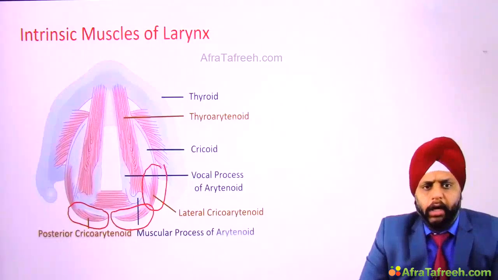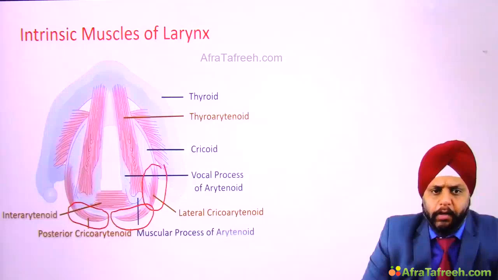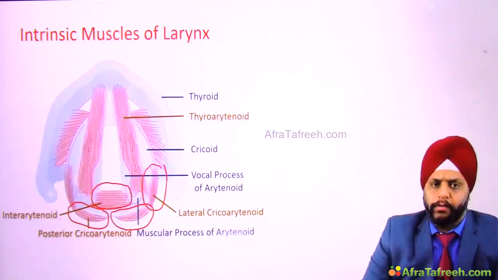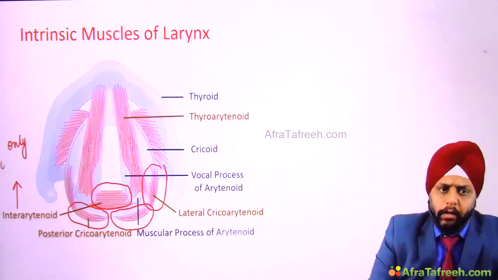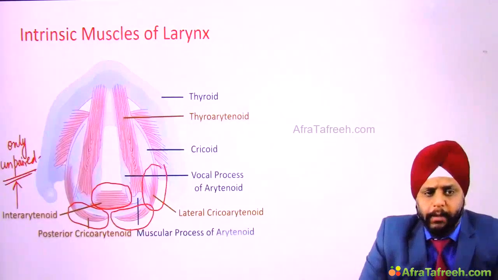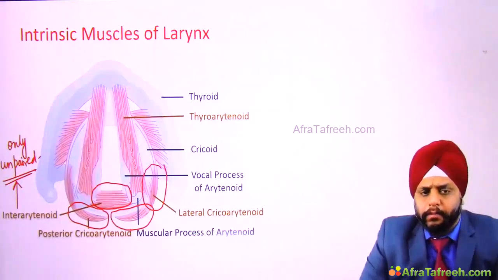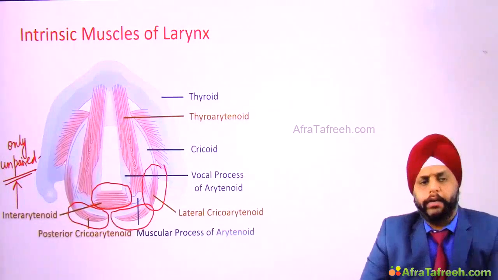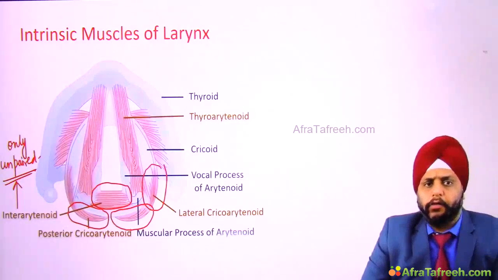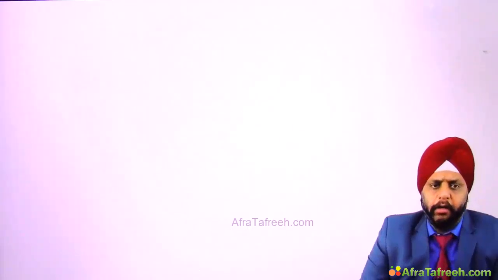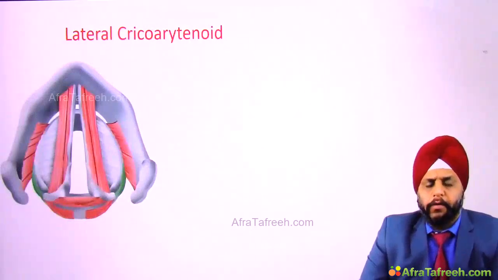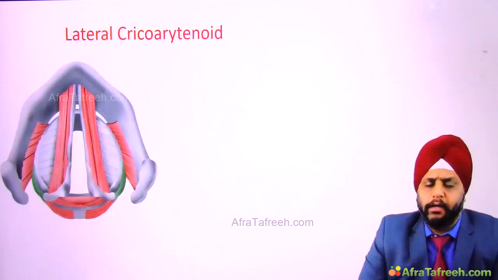Right? And we can see over here a muscle between the arytenoids, and this muscle is known as the interarytenoid muscle. As you can see, interarytenoid is the only unpaired intrinsic muscle of the larynx. All right, now let us discuss each of these muscles and their functions one by one. Shall we? So the first muscle that we are discussing is the lateral cricoarytenoid.